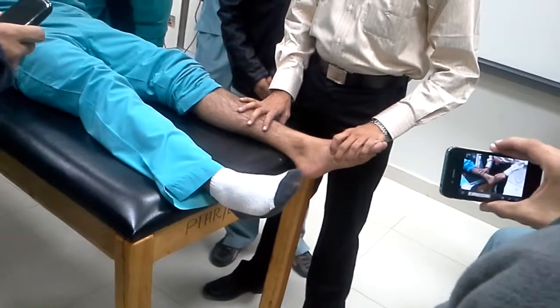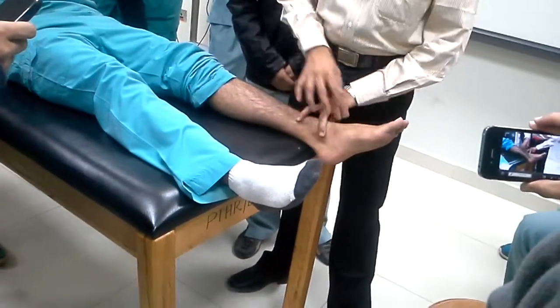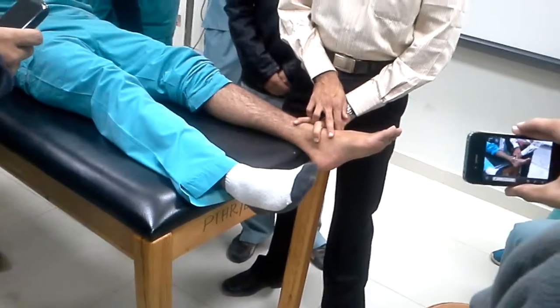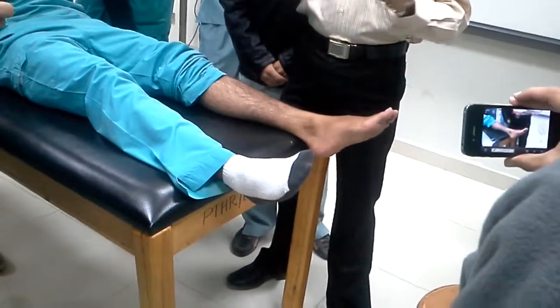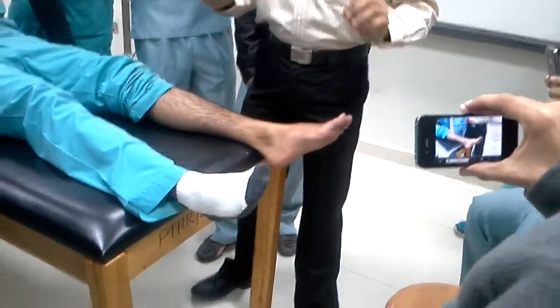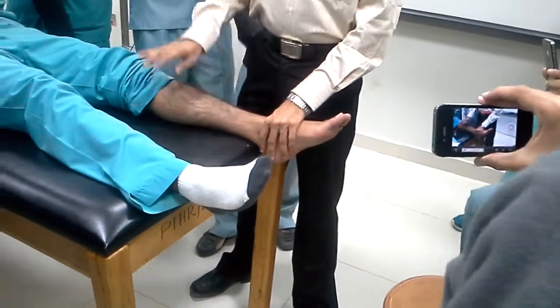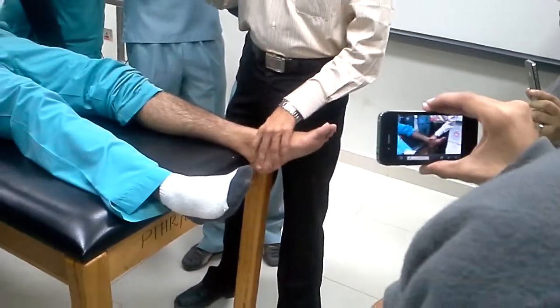Lateral malleolus, medial cuboid, and talus. Okay, nice. Calcaneus. Don't be perfect. Tell me the bones. Tell me the joints first. Be simple. Don't jump to a hyper level.